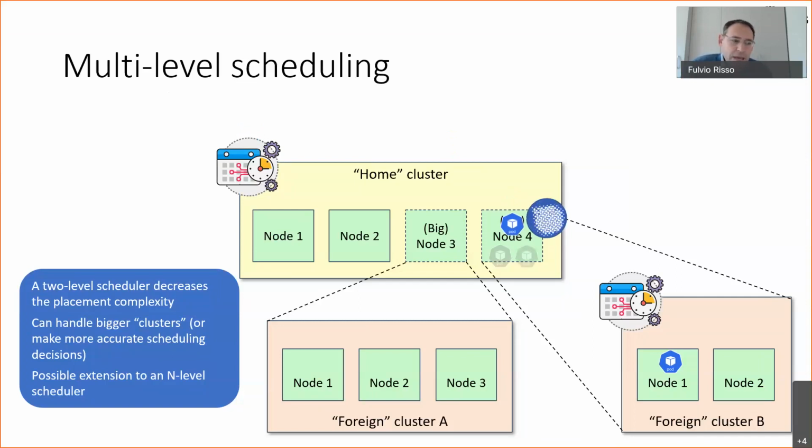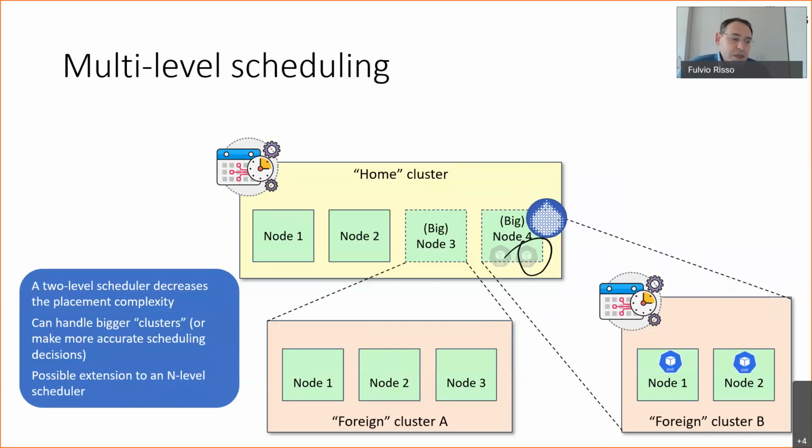So Liqo does the magic and basically creates a virtual pod in this node, and then decides where to schedule. So it moves the pod to the second level scheduler, the scheduler that is in the foreign cluster that has been selected, and finally, the node that will be selected will accept the final pod.